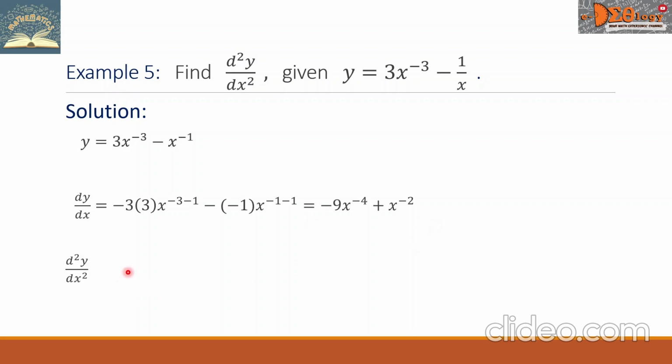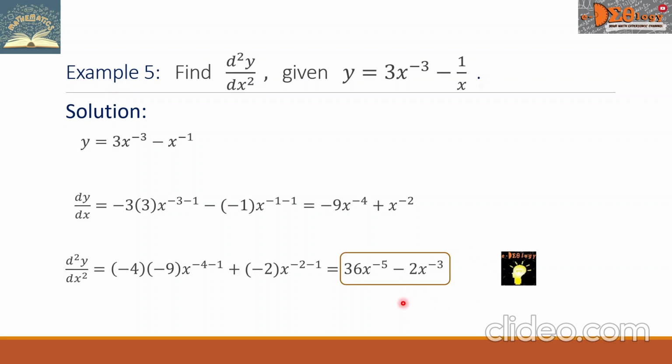Then let's go to the second derivative. This is the notation. Let's take the derivative of each of these terms. For the first term, we have negative 4 times negative 9 times x raised to negative 4 minus 1, plus negative 2 multiplied by x raised to negative 2 minus 1. We simplify the first term, that will be positive 36x raised to negative 5. Then minus 2 times x raised to negative 3. This is the second derivative.